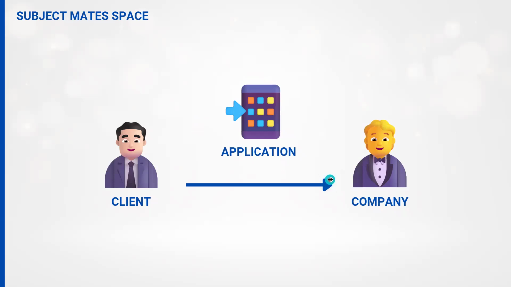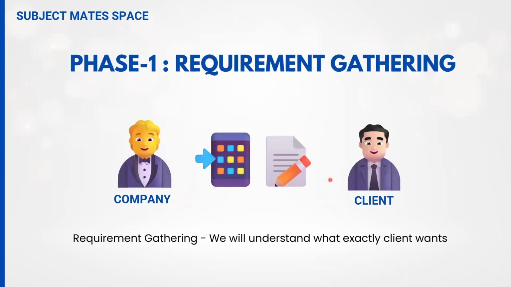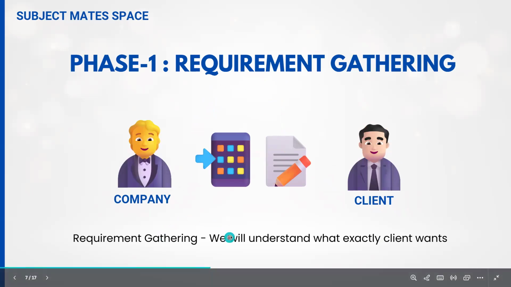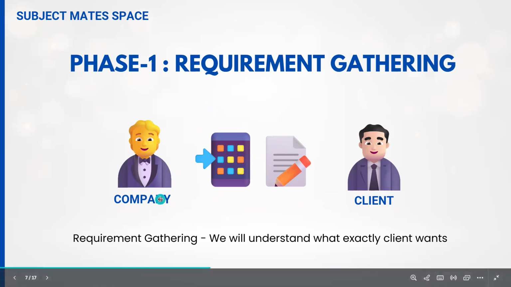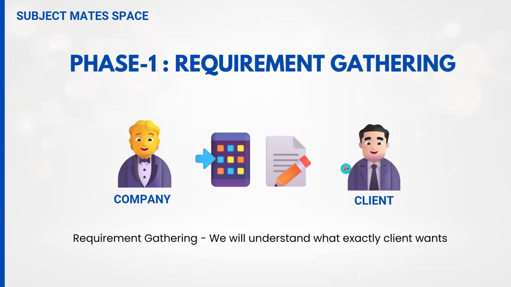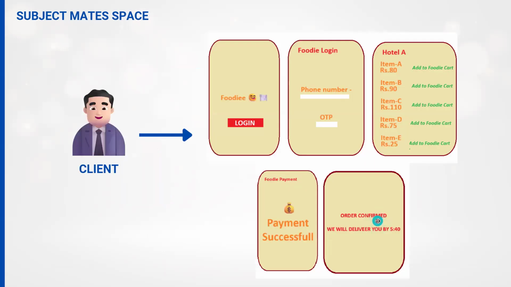So the first phase of SDLC is requirement gathering. We will understand. Every time I'll use 'we', we stands for the company. Now the company will understand what exactly the client wants. So now the client will give all the information to the company about what he wants. Now in this case, let's see what exactly the client wants.